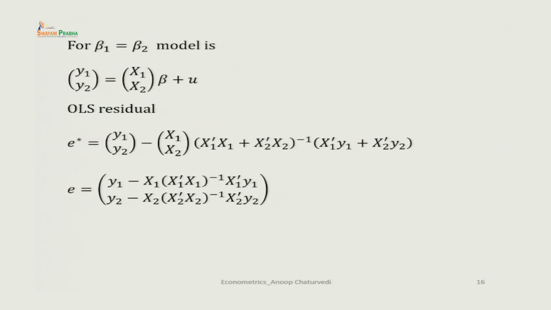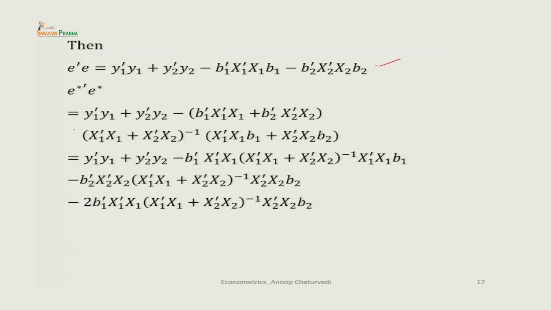So, using this expression for E star, we obtain E star transpose E star as y 1 transpose y 1 plus y 2 transpose y 2 minus b 1 transpose x 1 transpose x 1 plus b 2 transpose x 2 transpose x 2. In between we have this matrix, and then we have this expression x 1 transpose x 1 b 1 plus x 2 transpose x 2 b 2, and then we simplify it. So, we get the first two terms, and then b 1 transpose x 1 transpose x 1, then we have this matrix here, and then we take x 1 transpose x 1 b 1 here.